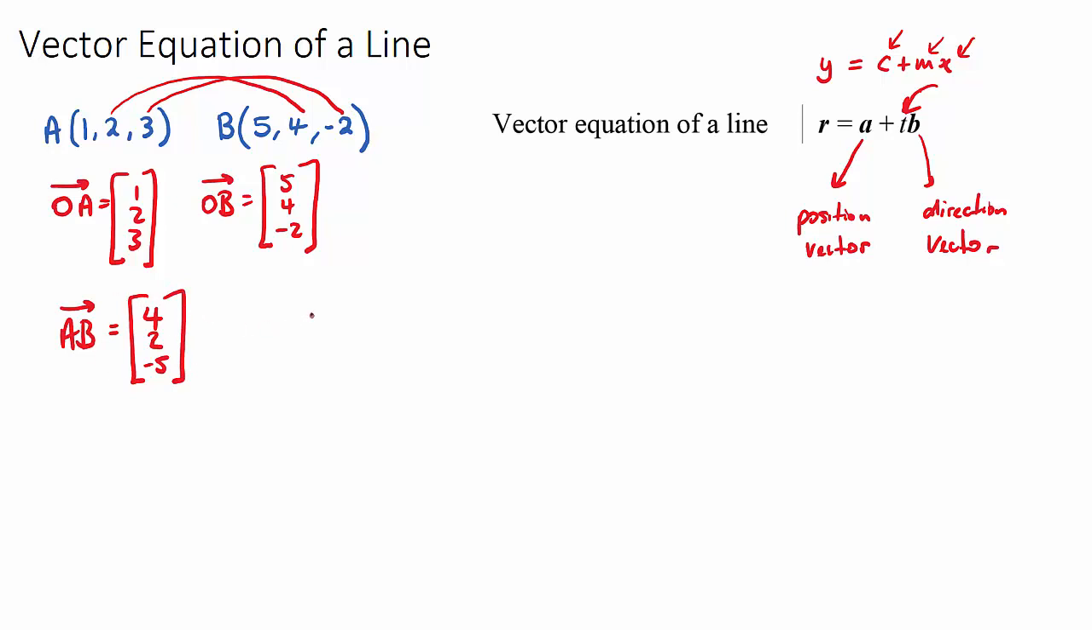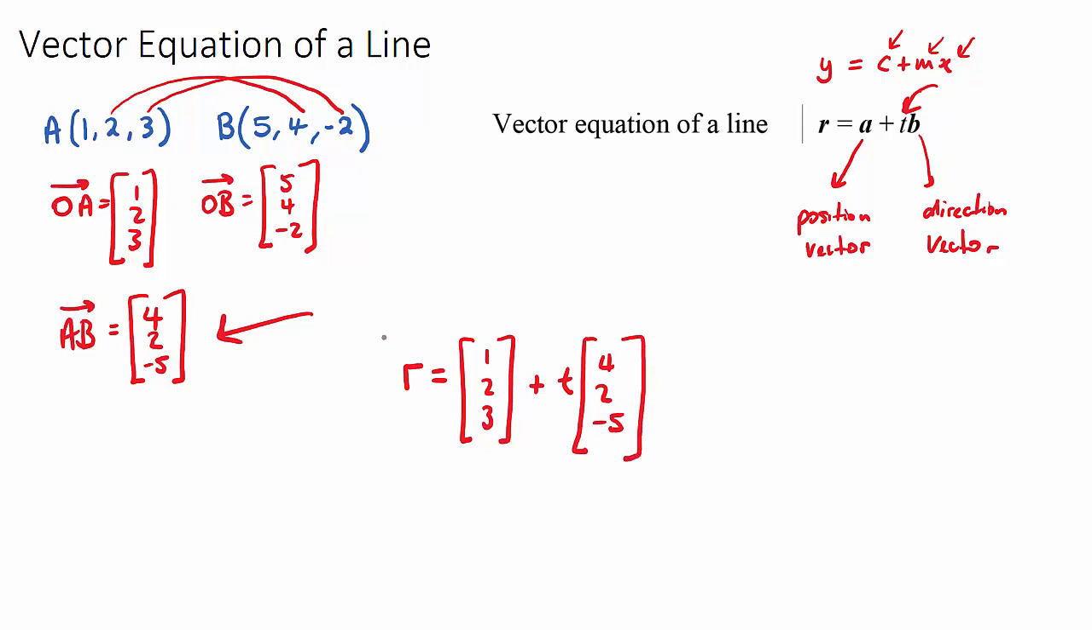We need a direction vector, which is this, and we need a position vector, where we can choose either OA or OB. So the vector equation of our line will be r equals, and we put our position vector. I'm just going to choose the first one, (1, 2, 3). You could have chosen (5, 4, -2). That's fine. Plus, and we leave the t as our variable, just like we had x. And we put our direction vector, which will be AB, (4, 2, -5). So this is the answer, our vector equation of a line.